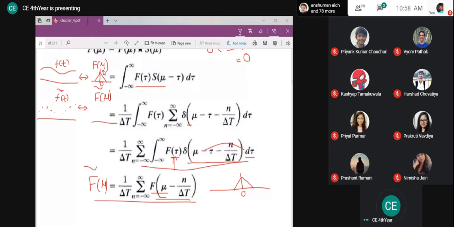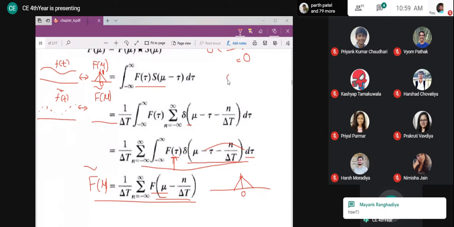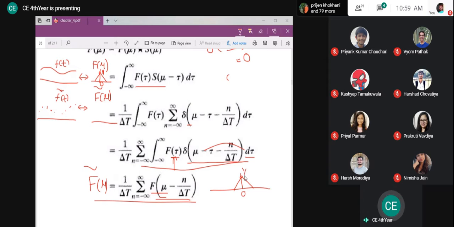Now what will be the amplitude? Can anyone tell me what the amplitude will be now? If this was amplitude 1, now what will it be? For n value 0, how do we obtain the amplitude? Yes, it will be 1 by delta t, true. The amplitude will be 1 by delta t because it is 1 by delta t into F of mu. So definitely the amplitude is now multiplied by 1 by delta t. If it was 1, now it is 1 by delta t. Amplitude is scaled by 1 by delta t. Okay, fine. That is for n equal to 0.